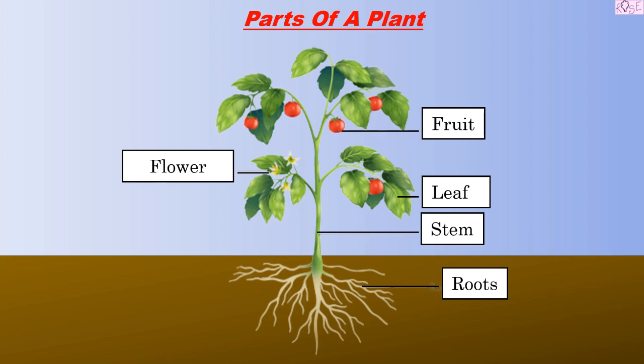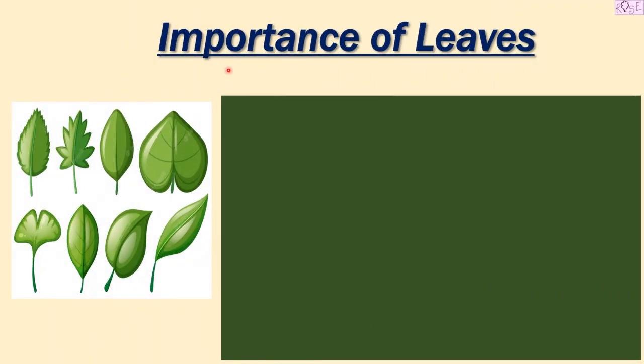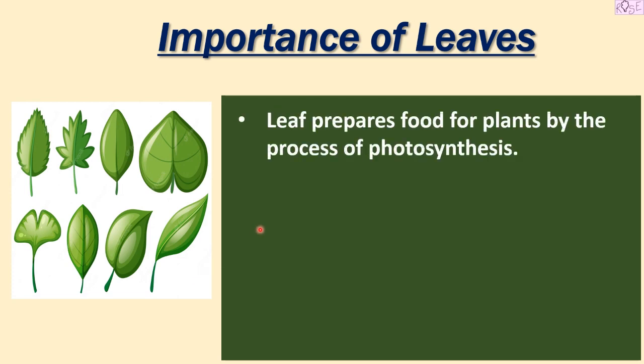So the first will be importance of leaves. So leaves come in all shapes and sizes. It depends upon the requirement of the plant. So these are the different shapes of leaves, and there are more number of leaves present in the environment. So let us see what are leaves and why are they so important. So leaves are important because leaf prepares food for plants by the process of photosynthesis. So they take up carbon dioxide and heat from the sun and they convert it into their food. So leaf prepares food, and the process by which they prepare food is known as photosynthesis.